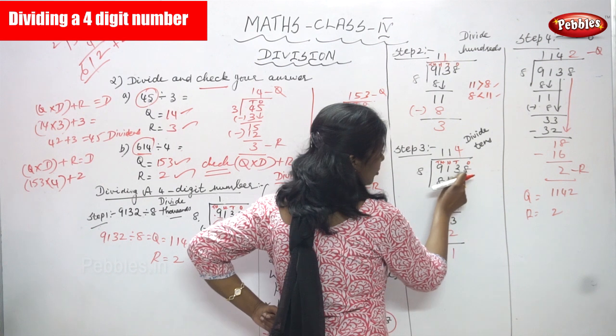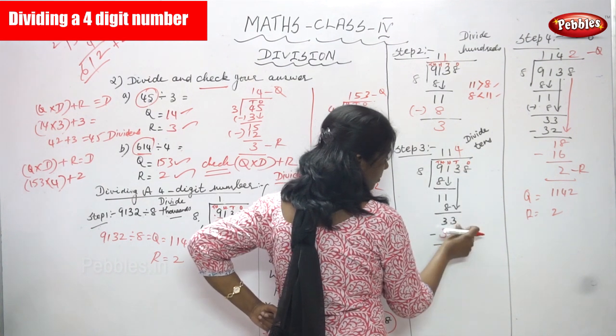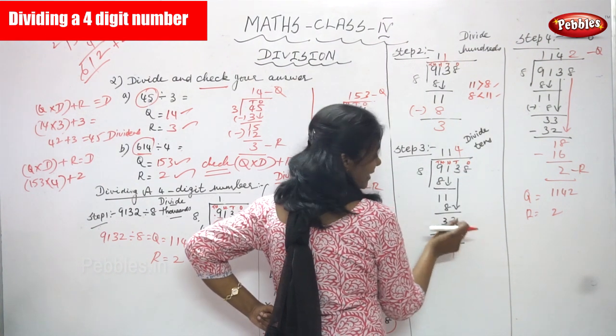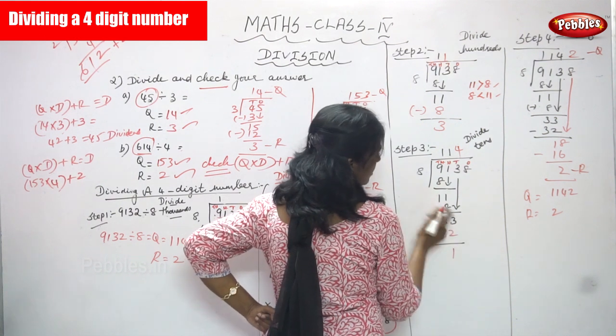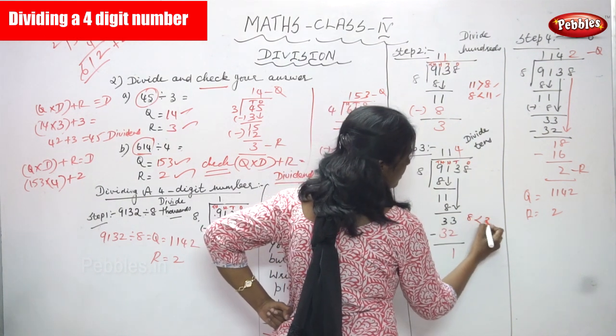3. So bring down the tens place value. 3, you have to bring down here. That is 3 and 3, you can get 33. So compare 8 and 33. So 8 is less than 33.